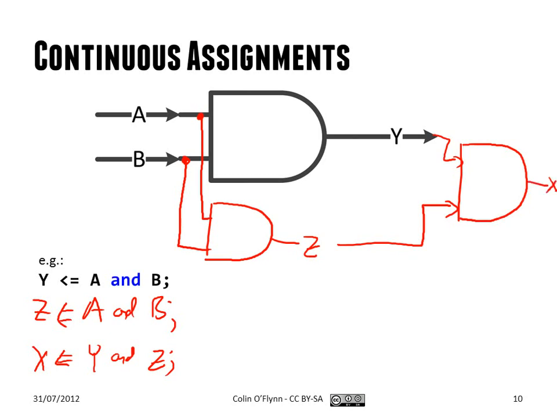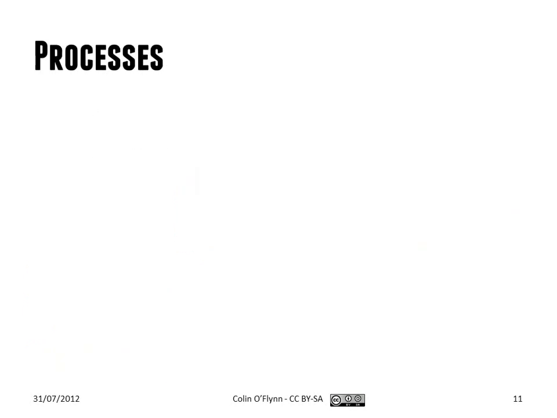So again, these statements are being executed all at the same time. So at the same time that this is happening, you can see the Z is happening. So this AND gate is just being dropped down like that. So that's the idea of continuous assignment.